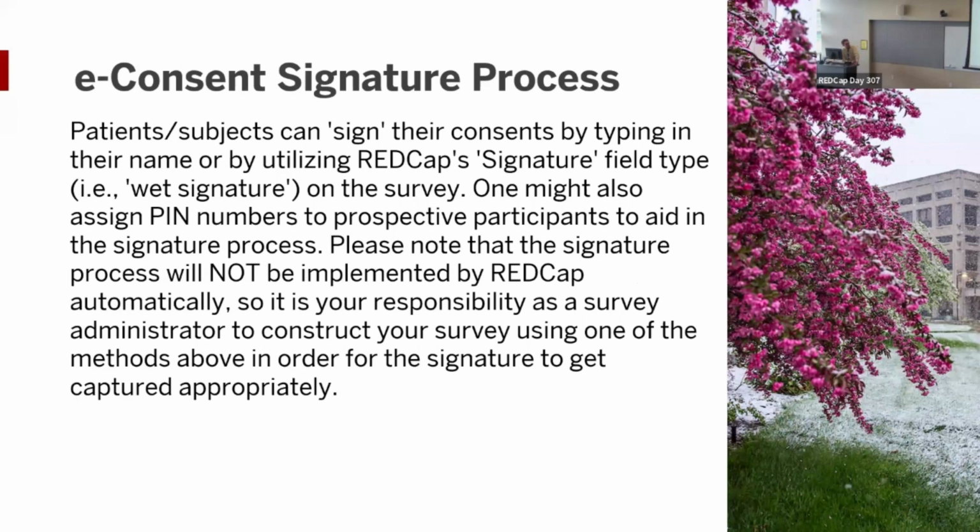So the signature process to collect electronic signatures in REDCap, basically there's two ways of doing this. Either you can have someone type their name into a text field, or you can utilize REDCap's signature field type, which will allow them to do a kind of digital signature, wet signature on the survey. You can also assign PIN numbers. You can also combine both of those. So you could have a text field that they type their name into, and then also have a signature field. And so the signature process is not implemented by REDCap automatically. So you will want to construct the survey using one of those methods in order to get that signature captured.